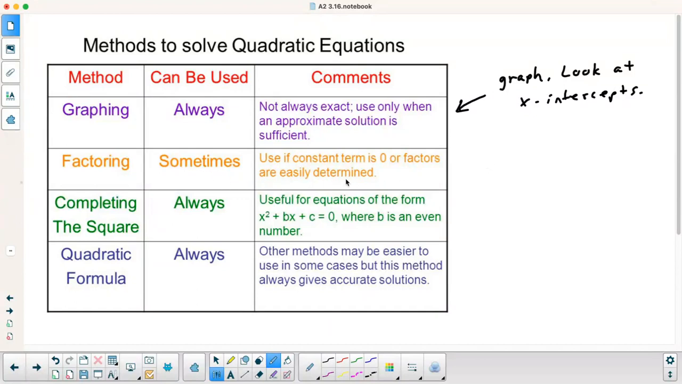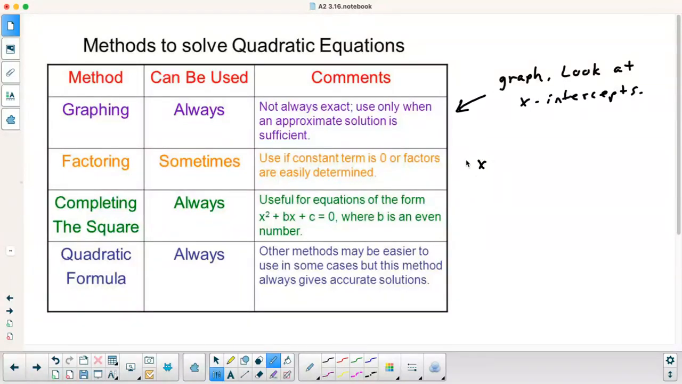Factoring. Problem is, factoring doesn't always work. So when it does work, it's awesome. But obviously, that's why we have the quadratic formula and completing the squares, because sometimes you have irrational solutions or complex solutions as well. And those are not always factorable. So this says here, if the constant term equals 0 or factors are easily determined.